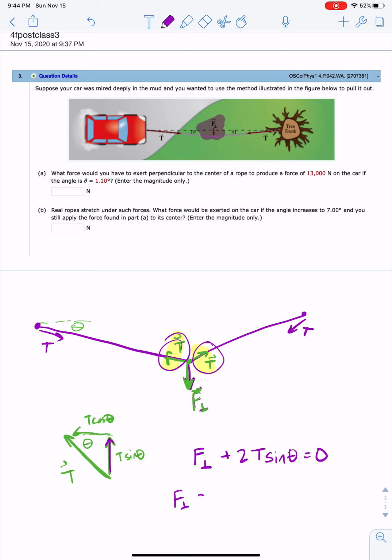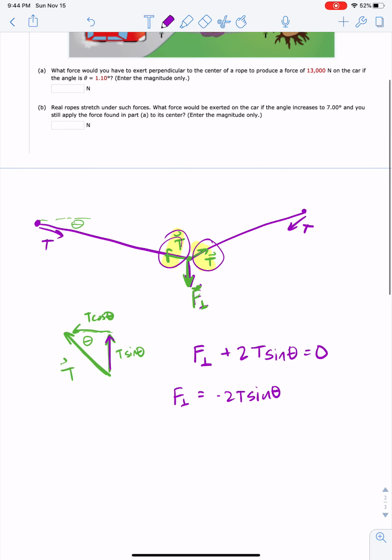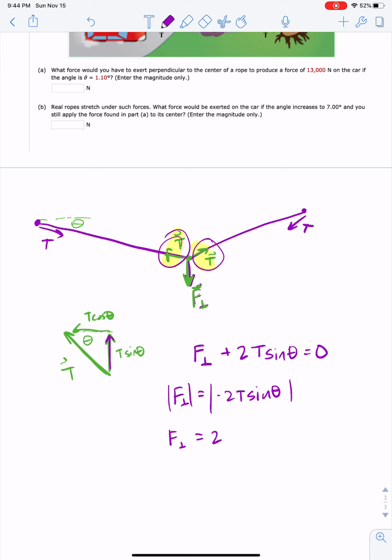So the magnitude of our perpendicular force is going to be negative 2T sine theta, and we just, again, care about the magnitude of it, so I'm going to just take the absolute value here. So the absolute value of my perpendicular force is 2T sine theta.